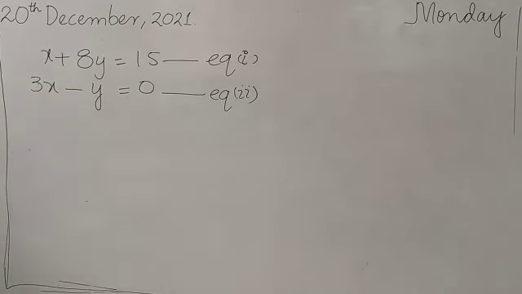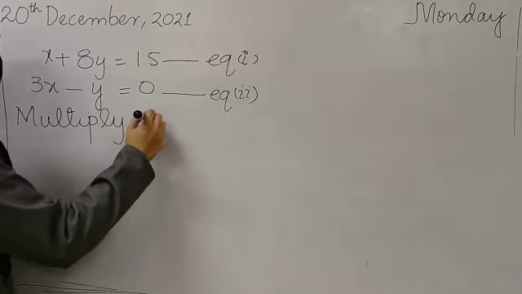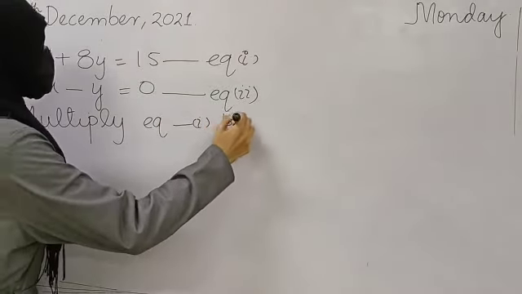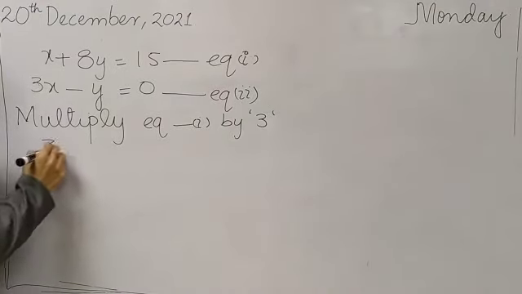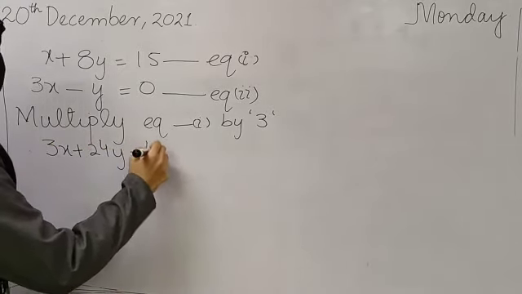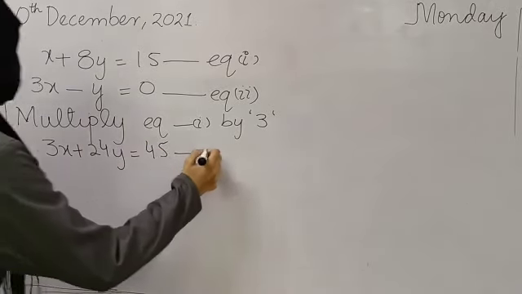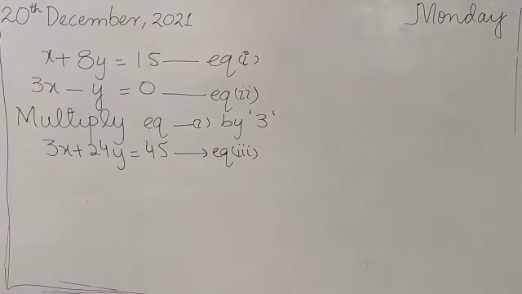To make the coefficient of x same, what will we do? We will multiply equation 1 with 3. Good. Multiply equation 1 by 3. So multiply. What will we get? 3x plus 24y is equal to 15 times 3, 45. And this is our equation number 3. Now the coefficients of x in equation number 2 and 3 are same.